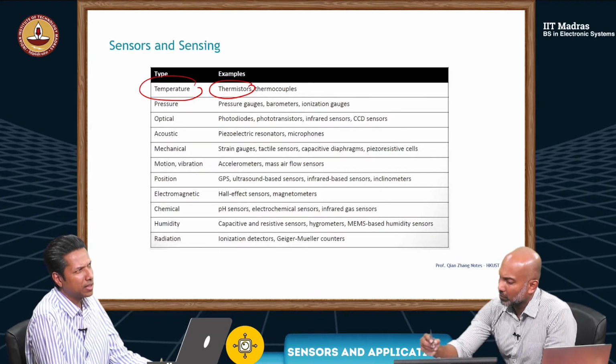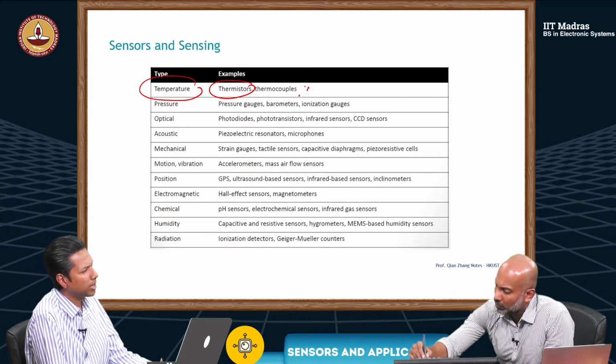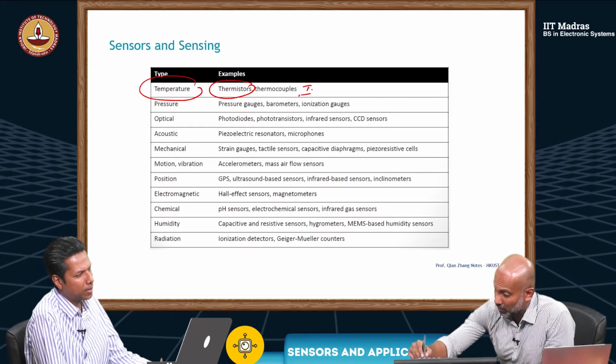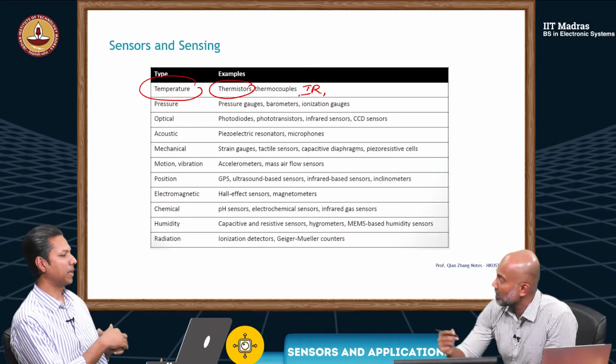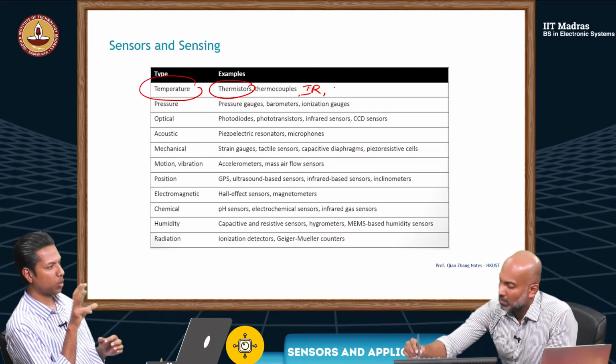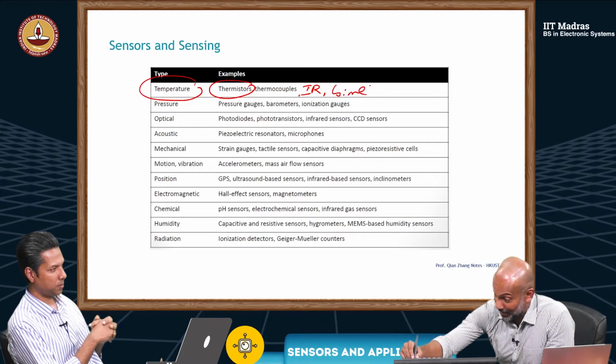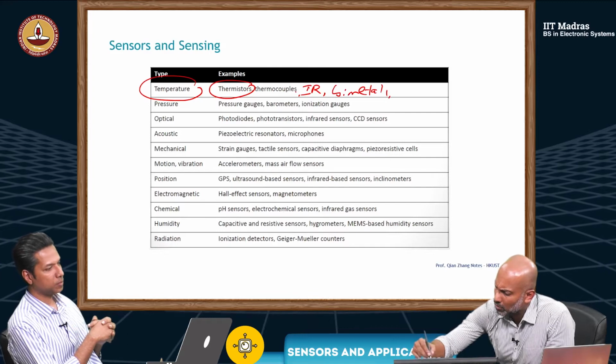I heard something called bimetallic strip. Bimetallic strip? What about infrared? Yeah, so that will be a non-contact way of measuring. Exactly. Non-contact. What about these two?